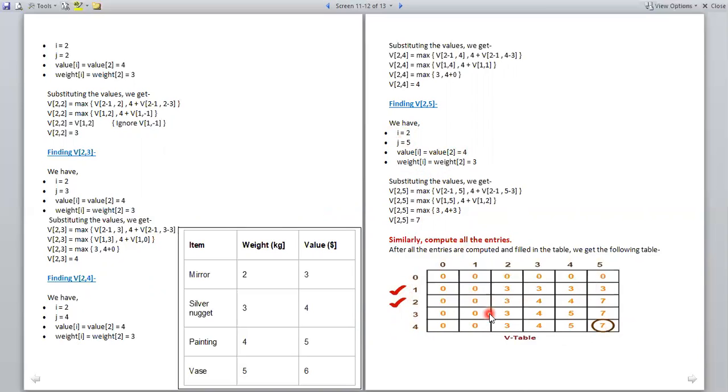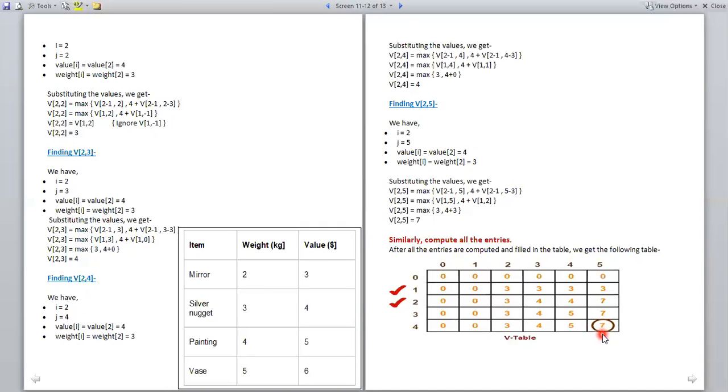So we have already generated the final table. Now the question is how to find out the item. You can see this is the maximum profit. The fourth row and the fifth column, this corresponding cell, always gives us the maximum profit. So here the maximum profit is 7.